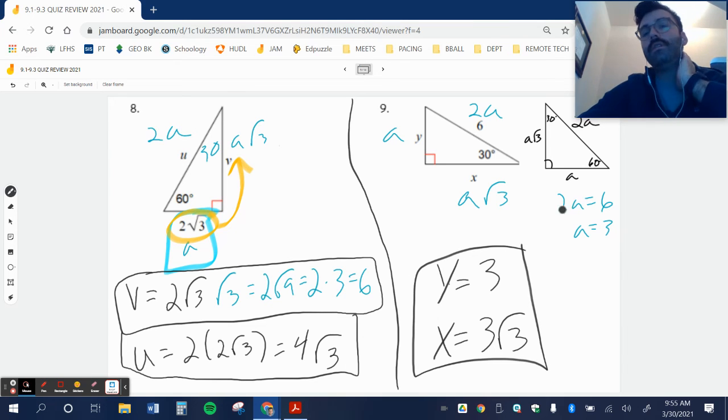Again, this first part is a big step right here. Recognizing that, hey, 6 is the 2A. Oh, well, if 6 is 2A, then if I divide 6 by 2, that means A is going to be 3.